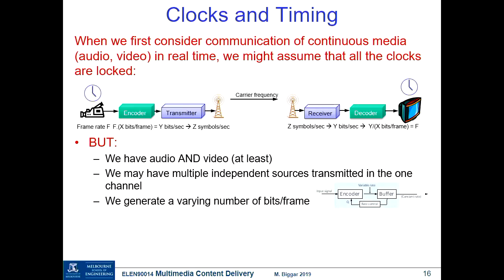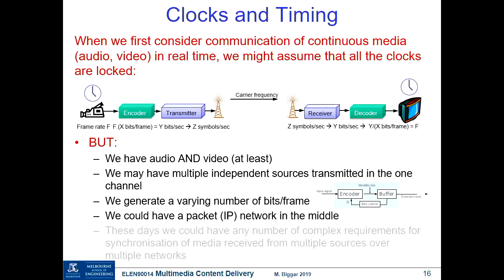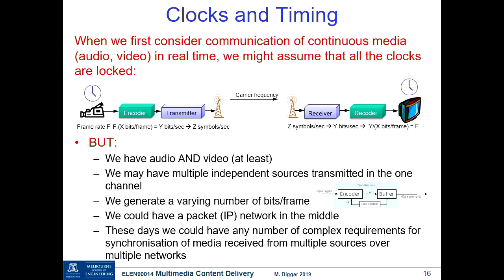This is not true, of course, right? We now know that we generate a varying number of bits per frame, so there isn't this direct connection between bits per second and bits per frame. This network connection in the middle could involve a certain carrier frequency of known frequency and relationship to the clocks, but it could also be a packet switch network like an IP network in which we've essentially lost the clock in the middle.